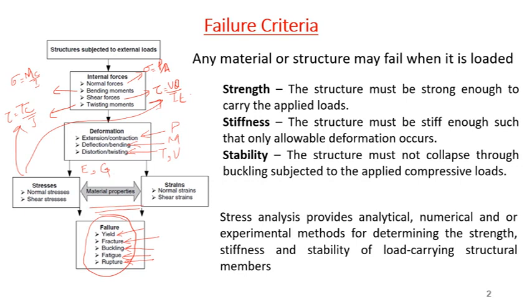So what we are interested in is the strength of the structure or member. The structure must be strong enough to carry the applied load, and load can cause these types of failure depending on which is the prominent failure. Stiffness: we are interested in calculating stiffness, so the structure must be stiff enough that only allowable deformation occurs. You cannot allow very large deformation in some cases, and sometimes you have to restrict deformation as well. It must be stable, meaning the structure must not collapse under applied compressive load. That is stability, and its loss causes buckling failure.